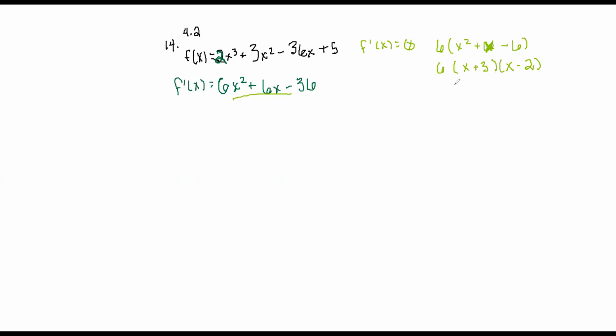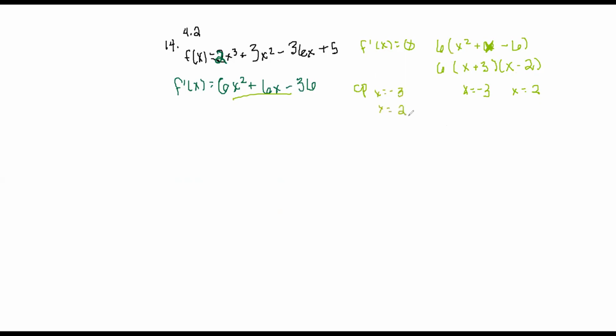All right. So we're going to find where that is equal to 0. 6 cannot equal 0. If x is equal to negative 3, then this term is equal to 0, so the whole thing is going to be equal to 0. And if x is equal to 2, this term is equal to 0, so this whole thing is equal to 0. So we have our critical points at x equals negative 3 and x equals 2.